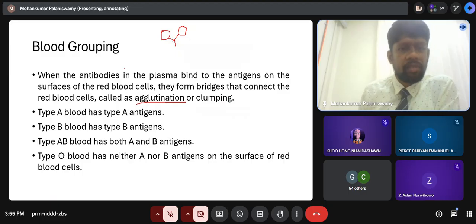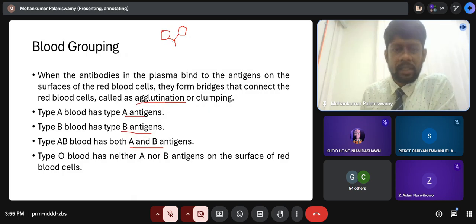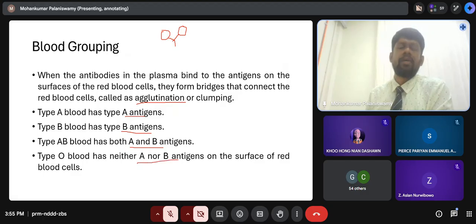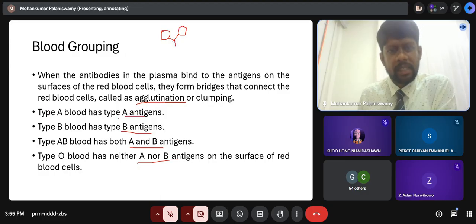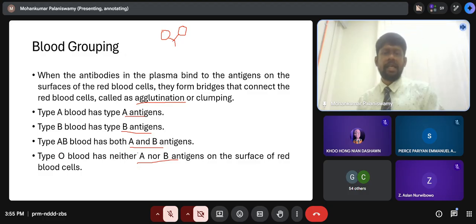So anyway, these are the different types of blood. We have type A, type B, type AB, type O. Type A blood has type A antigen, type B blood has type B antigen, type AB has both A and B antigen, and type O blood has no A or B antigen on the surface. Again, repeating: blood group A has A antigen, blood group B has B antigen, blood group AB has both A and B antigen, and blood group O does not have any antigen, that is antigen A or antigen B.